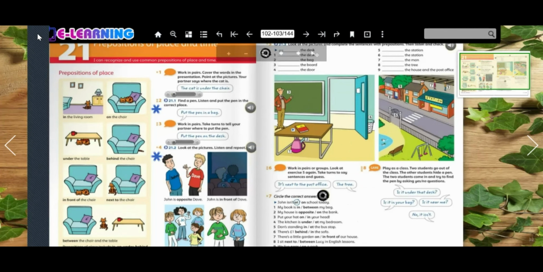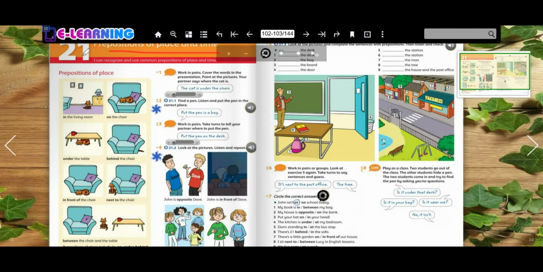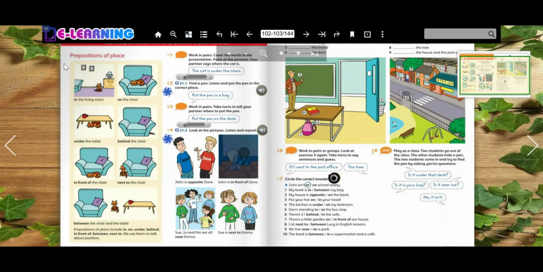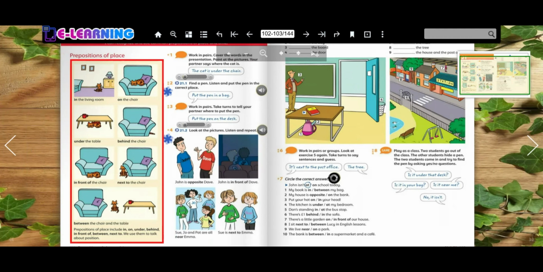Let's move on to lesson 21, prepositions of place and time. So I say, you say, prepositions of place and time. Okay. So first of all, we learn about prepositions of place. I want you to read this orange box first, and then I'll ask you some questions. Okay? You can pause the video.